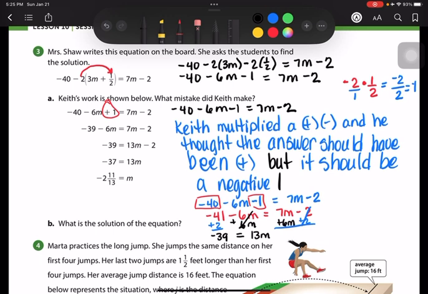Okay, so I'm going to bring this over here. Negative 39 equals 13m. I'm going to divide both sides by the coefficient, which is 13. Now a negative divided by a positive is a negative. So your answer here is negative 3 equals m.